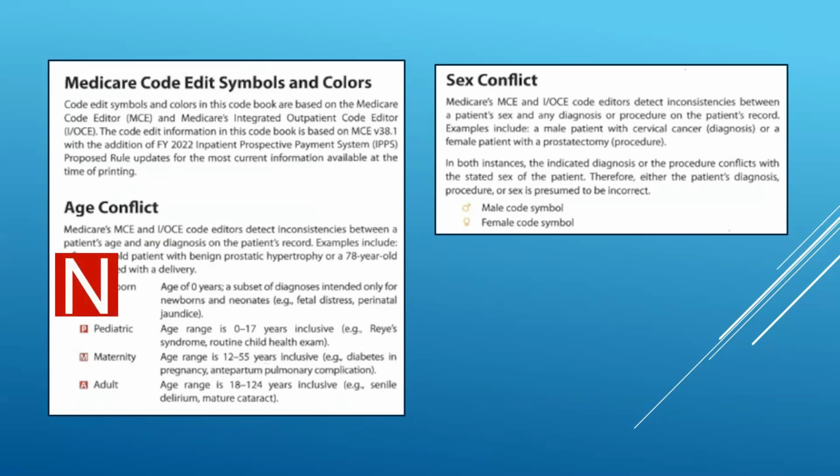The N in the red box will be found next to codes that are only applied to newborns, and the P in the red box would only apply to pediatric patients. M stands for maternity, and that's for patients between the ages of 12 to 55, and A is for adult, and that's for codes applicable to age ranges 18 to 124. These symbols represent gender, and when you see one of these, you'll know that the code only pertains to a male or female patient.